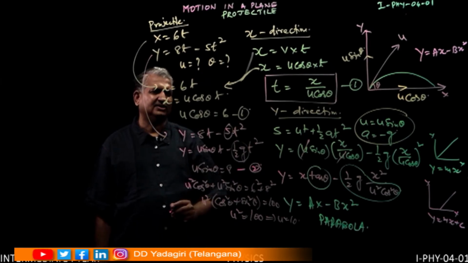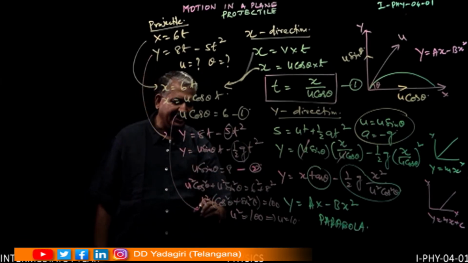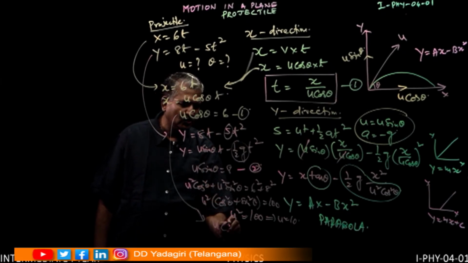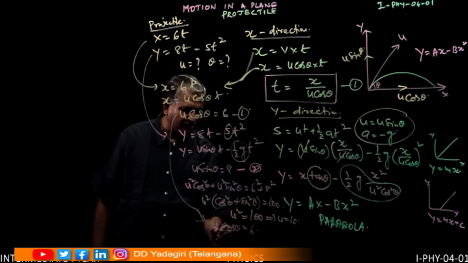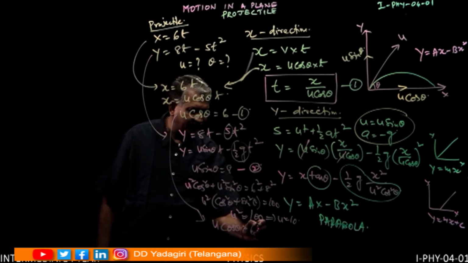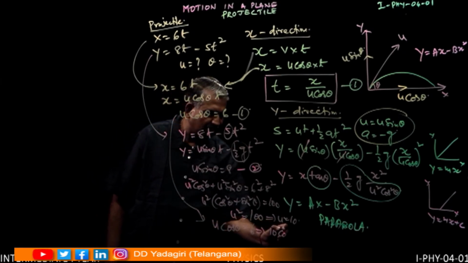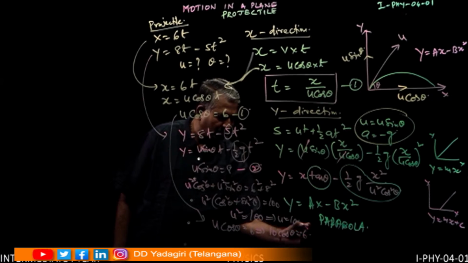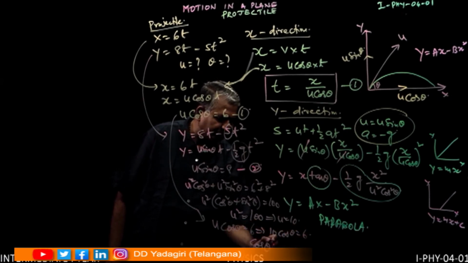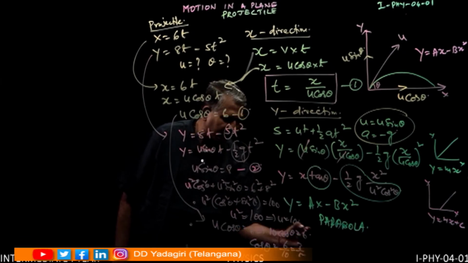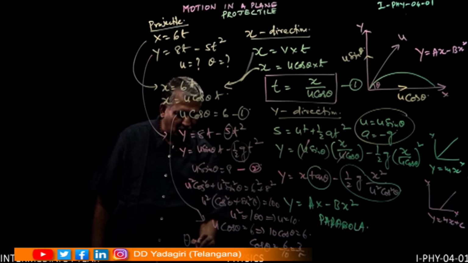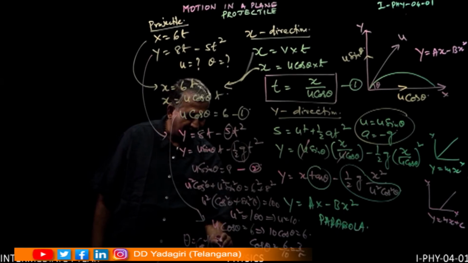Then how to get angle? So u cos theta is equal to 6 and u is given as 10. So cos theta is equal to 6 by 10 or 3 by 5. So theta is nothing but cos inverse of 3 by 5.